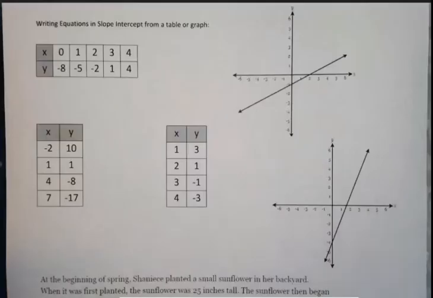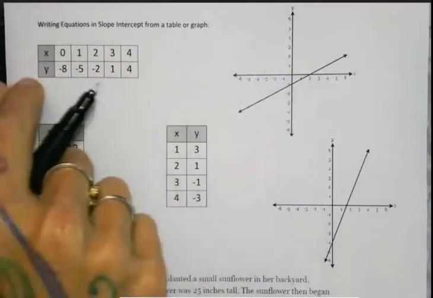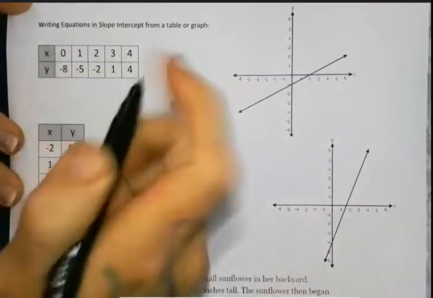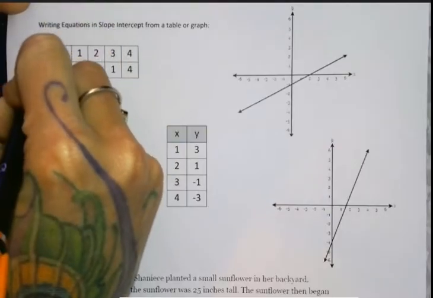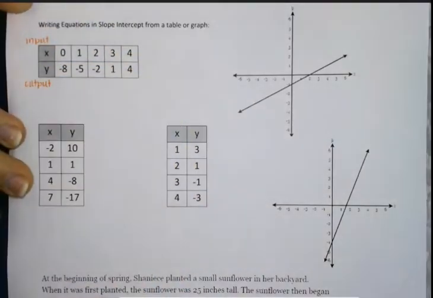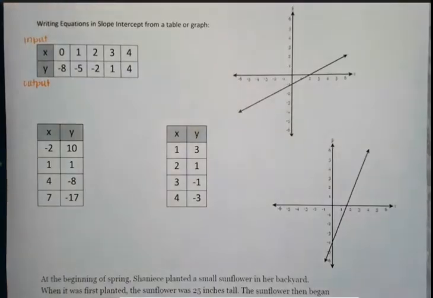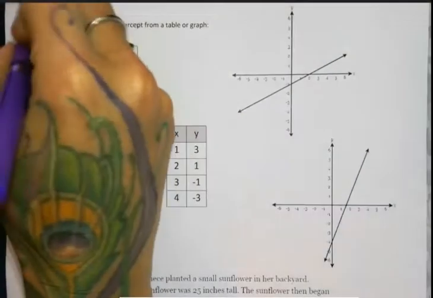A couple requests for finding equations from graphs and tables without a calculator. So looking at your table, the first thing you want to do is check your input versus output. So what is X and what is Y? Input is your X value, output is your Y value. Remember, X is also independent, and Y is going to be dependent.